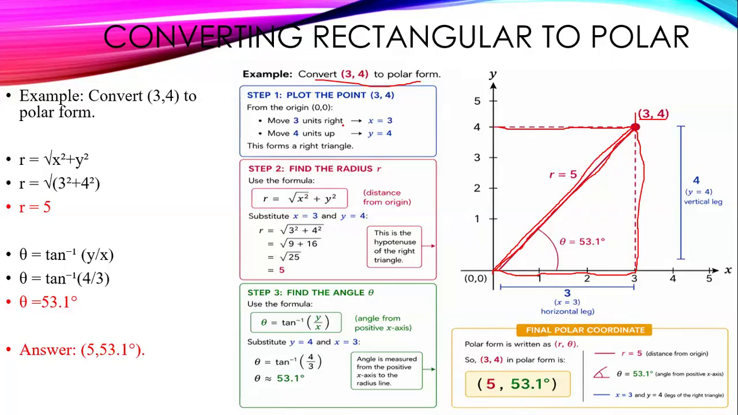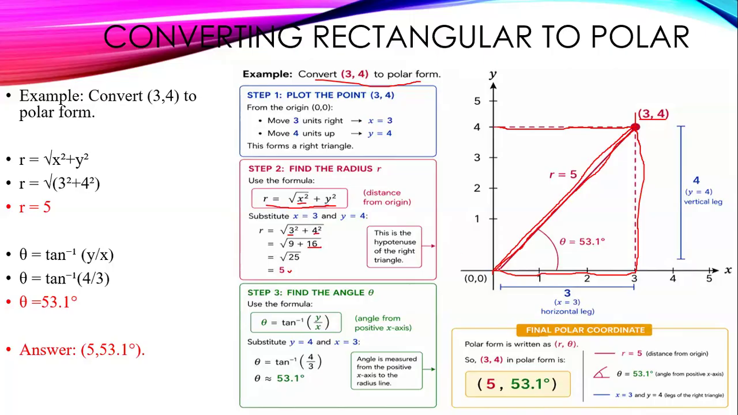If we're going to find 3, 4 in polar form, the formula that we use is r equals root of x squared plus y squared. Where we see x, we substitute 3. Where we see y, we substitute 4 in our formula. So we have 3 to the second power, which is 9. 4 to the second power is 16. So 9 plus 16 is root 25. And when we root 25, we have r equal to 5 in this case.